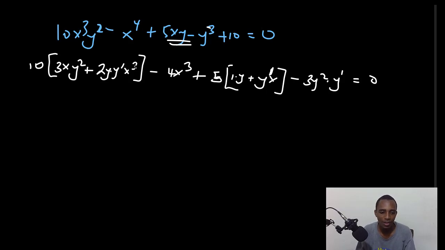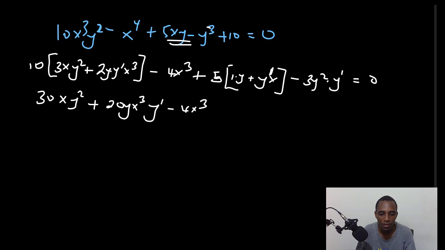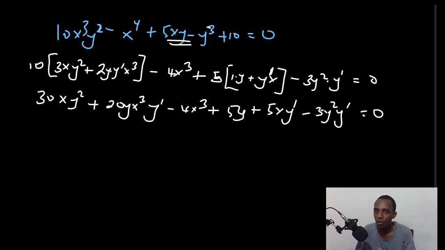Let's just do some simplification. So multiply this 10 inside, I have 30x squared y squared plus 20y x cubed y prime minus 4x cubed plus 5y plus 5xy prime minus 3y squared y prime equals 0.